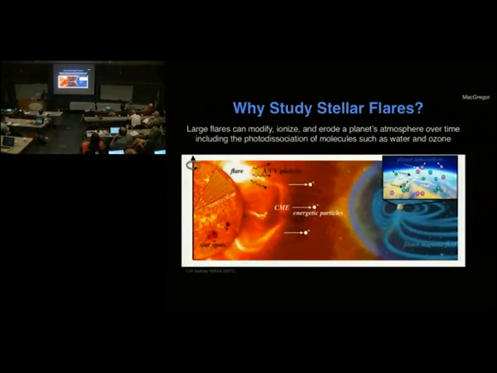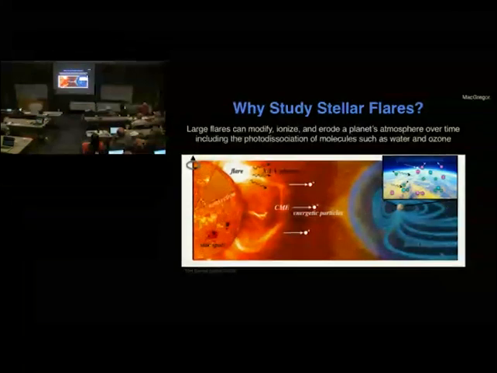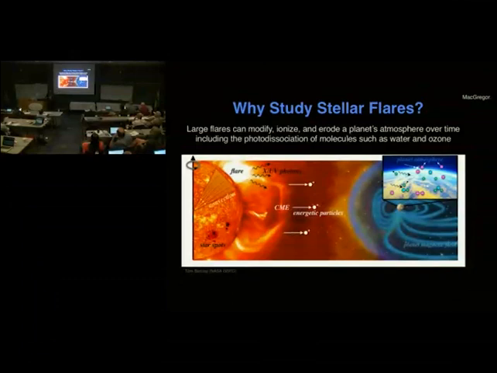Okay, so why would we care about stellar flares? I like this figure from Tom Barclay at NASA Goddard. Flares have the potential to modify, ionize, and erode a planet's atmosphere over time. This can include photodissociation of molecules, notably water and ozone. So here we have our lovely flare and a CME. A CME is a coronal mass ejection. I should say, like any good astronomer, I tend to slip into jargon sometimes. So for those of you who are not astronomers, please stop me if it gets confusing.